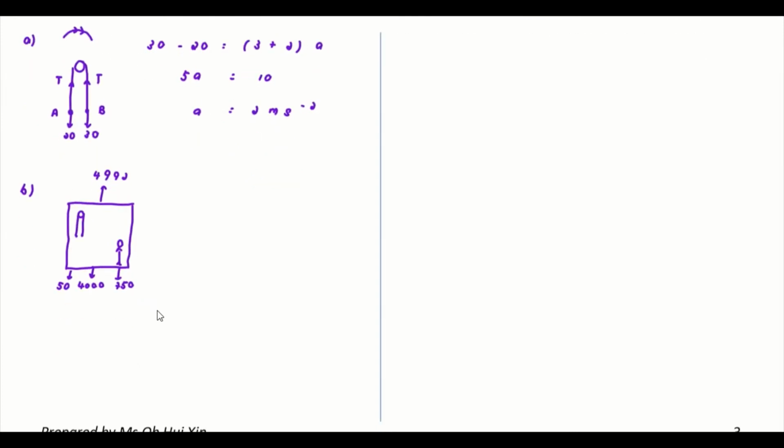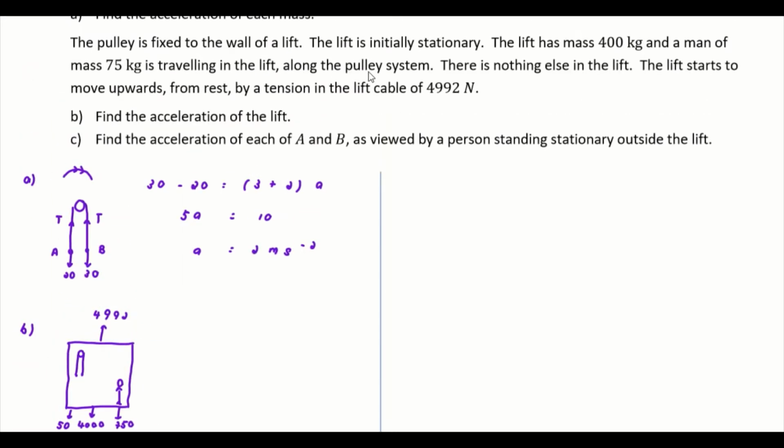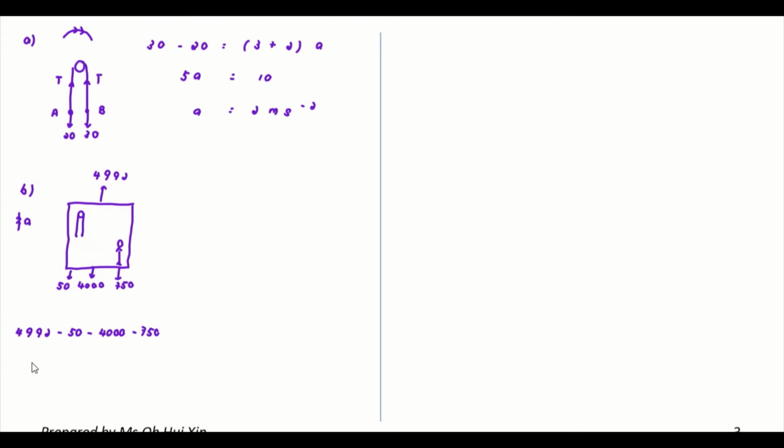So I think we can try to use net force here as well. 4,992. Let me try to write a little bit over on the other side. So 4,992 minus 50 minus 4,000 minus 750. Okay, so you can read it out, right? The question gives you that it starts to move upwards. So that's why our net force is the tension, which will be bigger than the other. So that's why it's 4,992 minus the others.